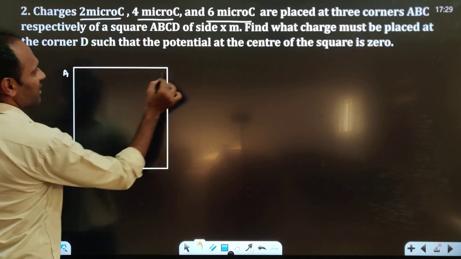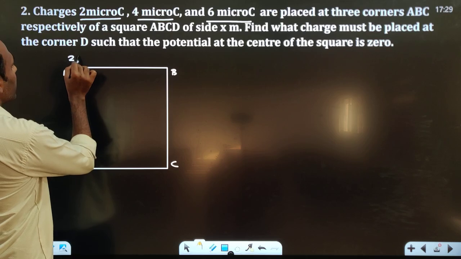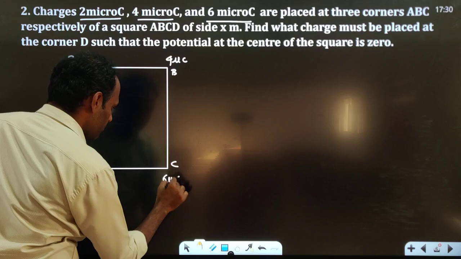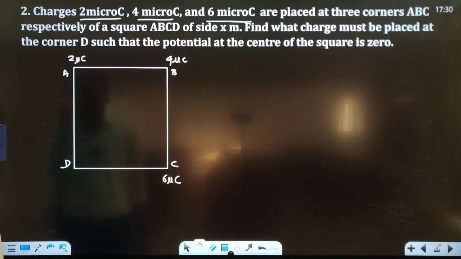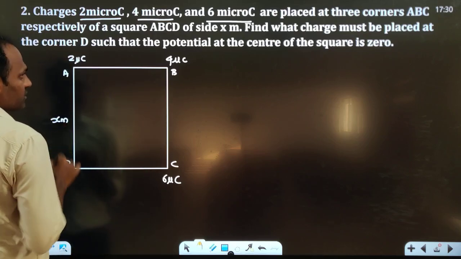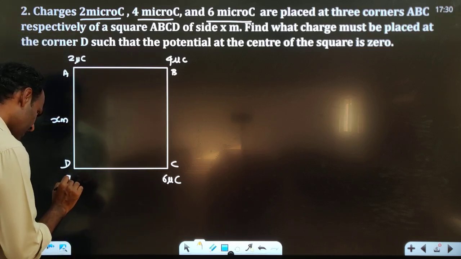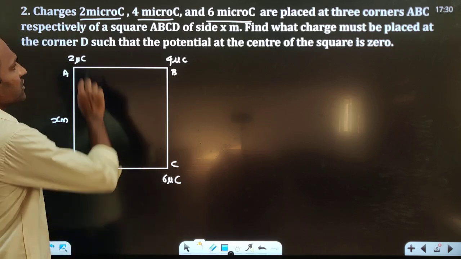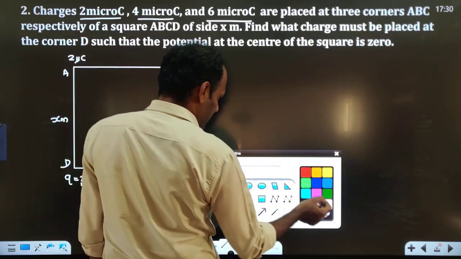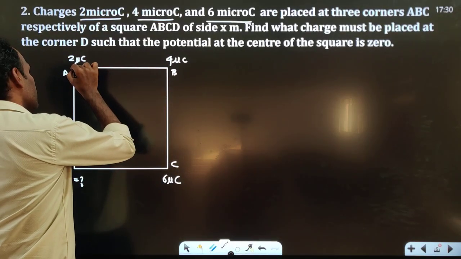Okay, so this is ABCD. ABCD is the square. Here we have placed 2 microcoulomb charge, here 4 microcoulomb charge, here 6 microcoulomb charge, at the three corners A, B, C respectively. Side of the square is x meter. Find what charge must be placed at the corner D such that the potential at the center of the square is 0. We need the potential at the center of the square to be 0, right? Center of the square means where the diagonals will meet. That is the center of the square.